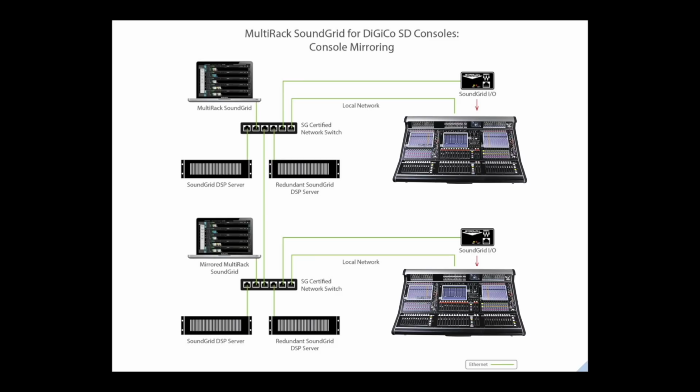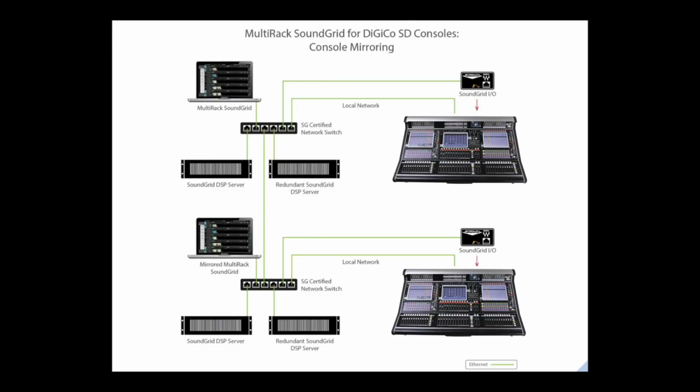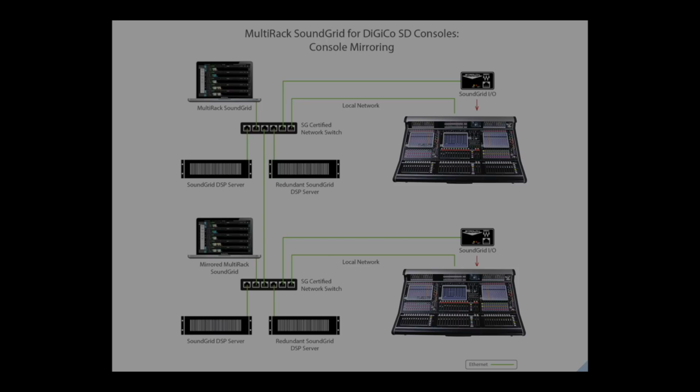Two DiGiCo SD consoles can be mirrored to provide full redundancy. In the event of failure, control and processing will pass to the redundant DiGiCo and MultiRack system. Switching between main and redundant consoles or engines is handled by the console. This requires two complete DiGiCo and MultiRack SoundGrid networks, each with the same, most current software versions. Note that if the two systems are in close proximity, you can use one switch for both. That's it. Everything is up.